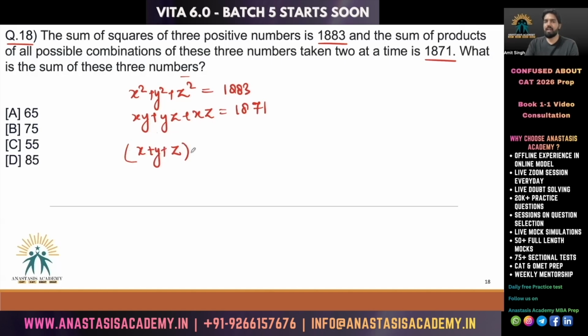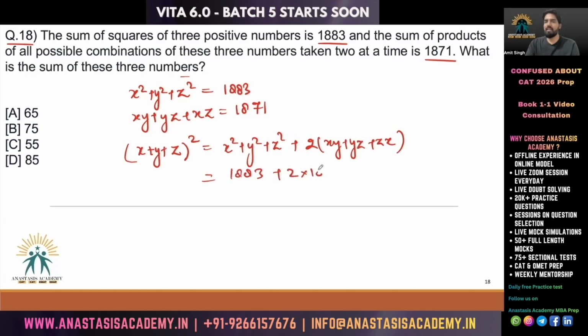identity: x plus y plus z whole square is equal to x square plus y square plus z square plus 2 times xy plus yz plus zx, right? So I can replace these values. x plus y plus z whole square is 1883 plus 2 times 1871.